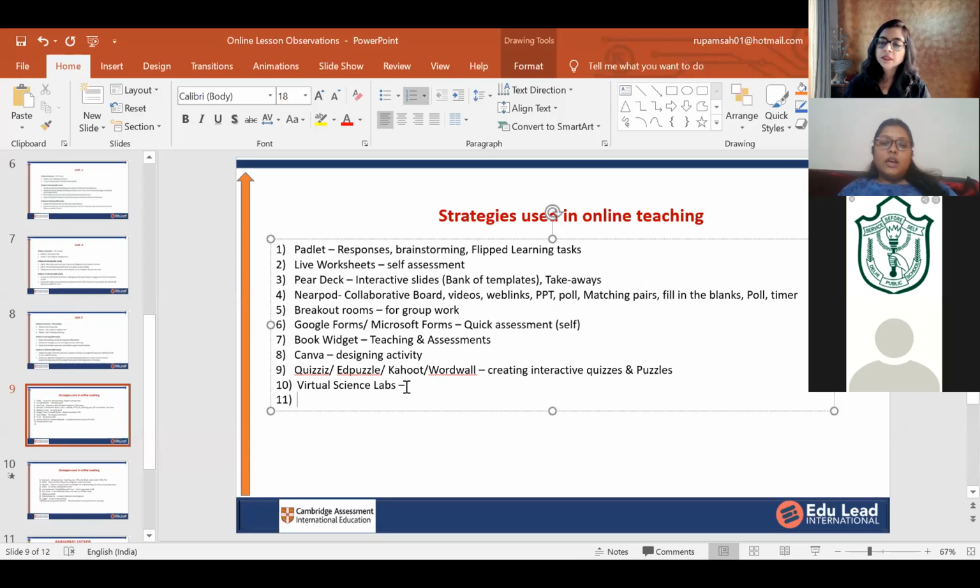I used Class Dojo once, although it wasn't very successful, but that is also a wonderful tool where children can make their portfolios. So you upload an activity, all of them see it, and they can respond. It can be a very good tool if used effectively.